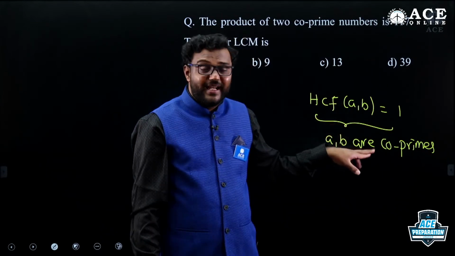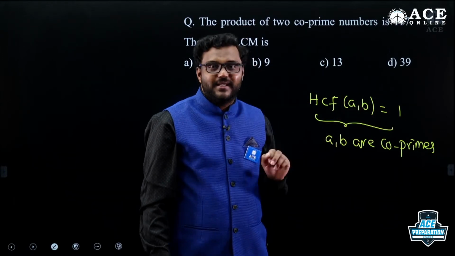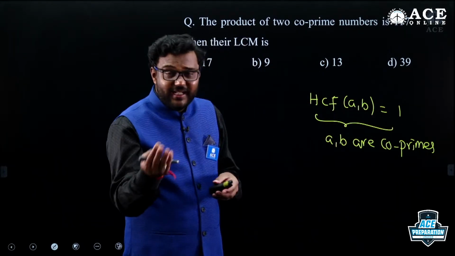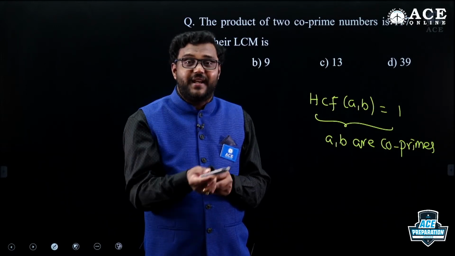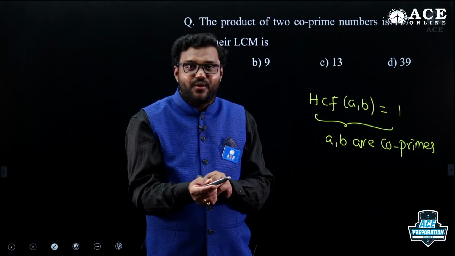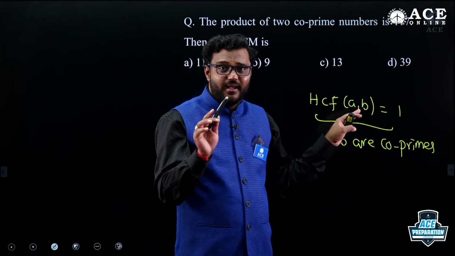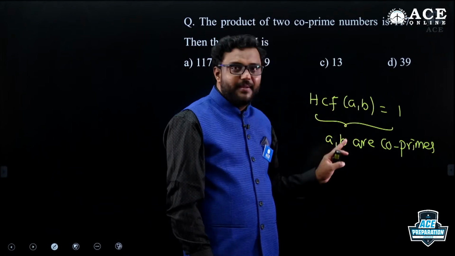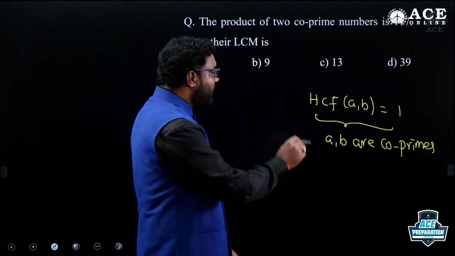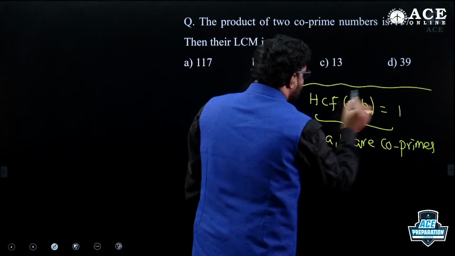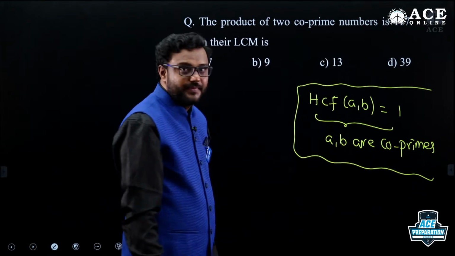Suppose 9 and 13, 9 is not a prime number. But if you take HCF for 9 and 13, we will get 1 only. Okay, 9 and 13 are co-primes. 9 and 10 are not prime numbers, but if you take HCF for 9 and 10, it's 1, so 9 and 10 are co-primes. It's not mandatory that A and B must be prime numbers. Without prime numbers also co-primes are possible. So co-primes are nothing but, if HCF for two numbers is 1, then we call them co-primes.